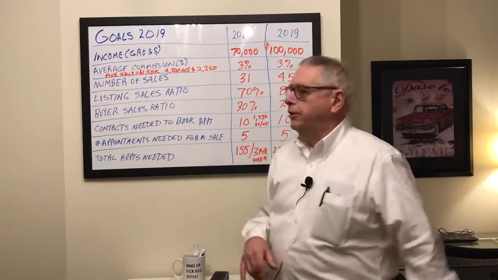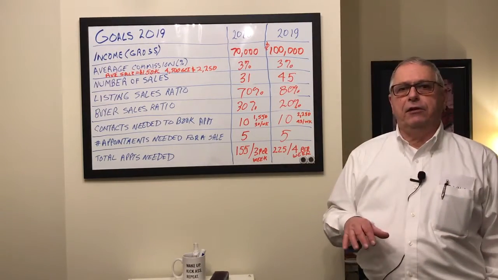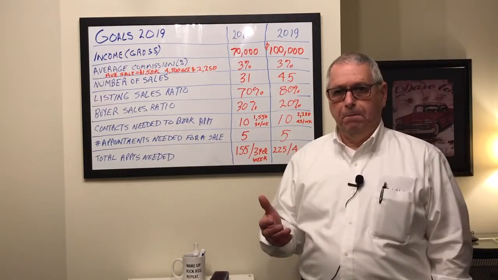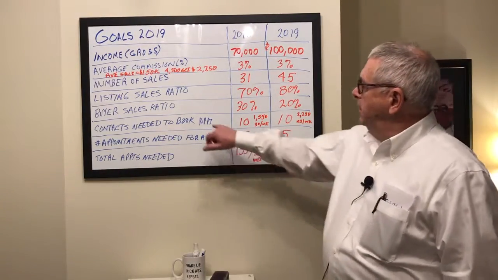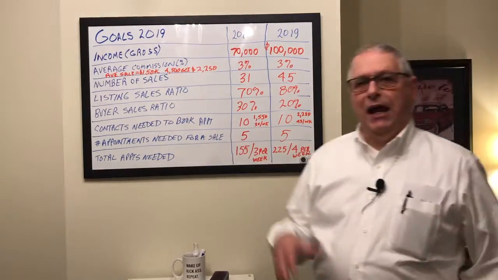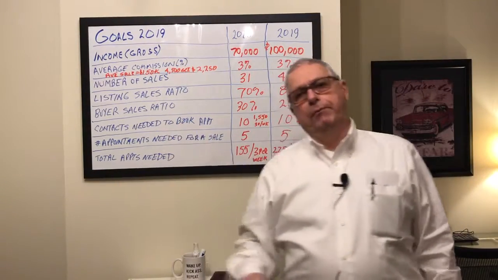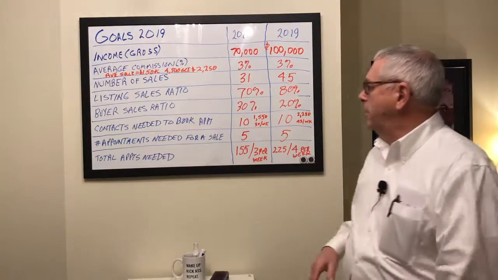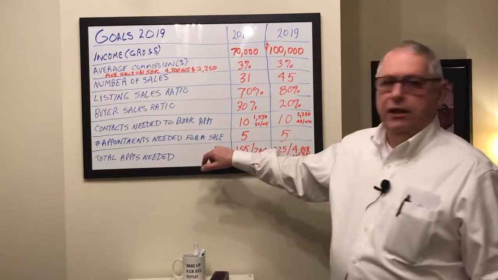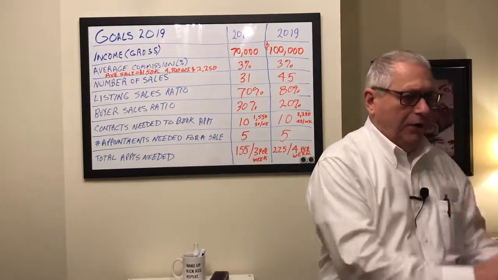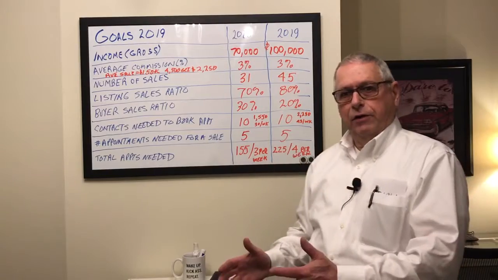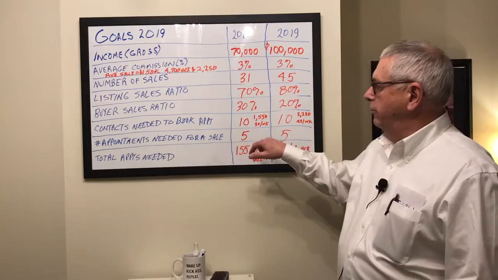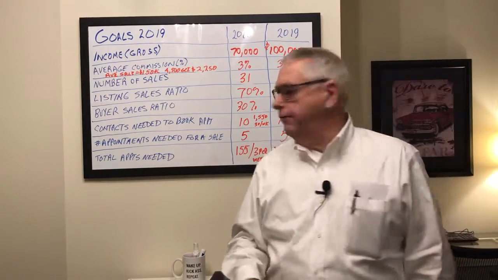And let's say last year 70% of your sales were listings and 30% were buyers. You needed 10 contacts last year to book an appointment. And the number of appointments needed for a sale: if you had 5 appointments, then you converted at least one of those into a sale. So the number of appointments needed for a sale is 5.